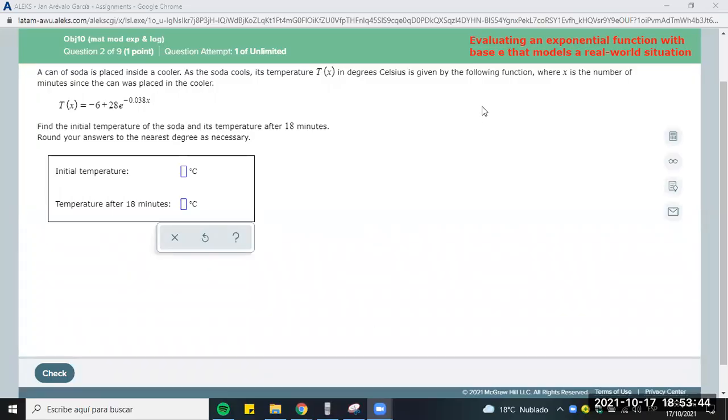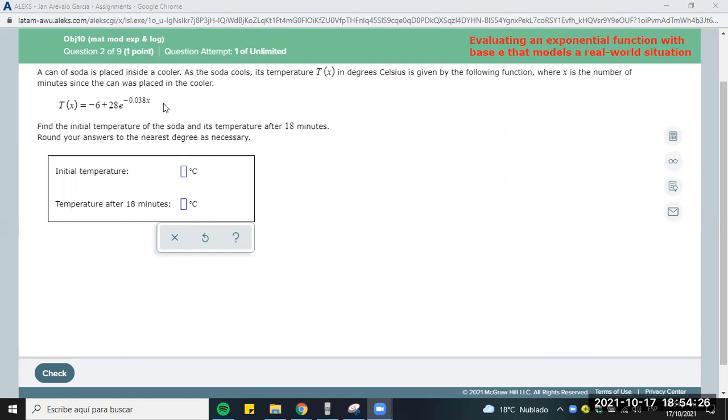For this kind of exercise, called evaluating an exponential function with base e that models a real world situation, the only thing we have to do, just as in other exercises that you probably have done, is evaluate. So in this case, we have a can of soda that is placed inside a cooler, and it says that the temperature of the can of soda is given by this function. The input of this function is the time in minutes, and the output of the function is going to be the temperature of the can of soda.